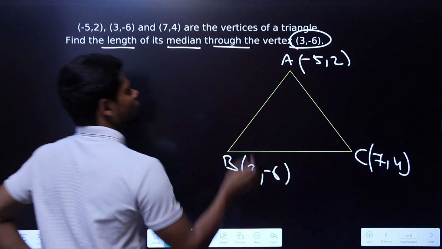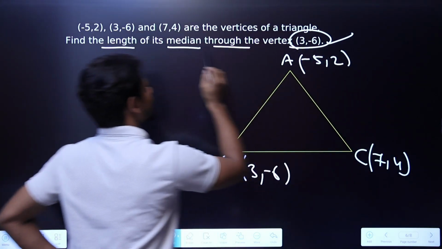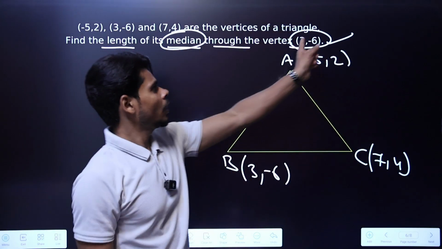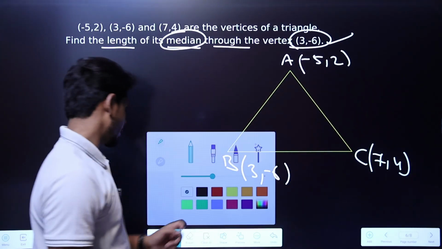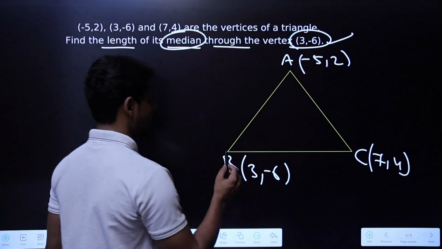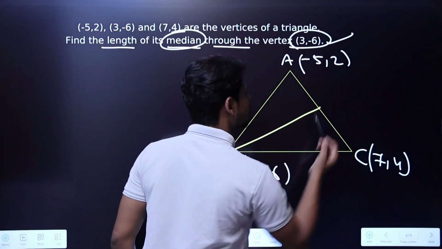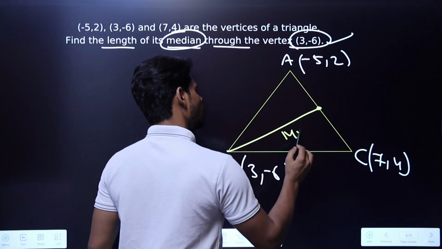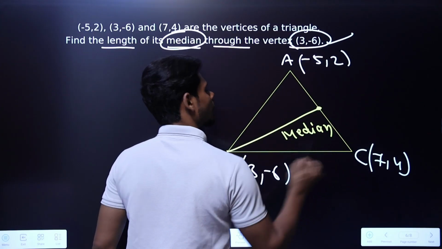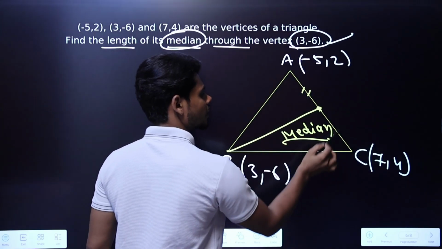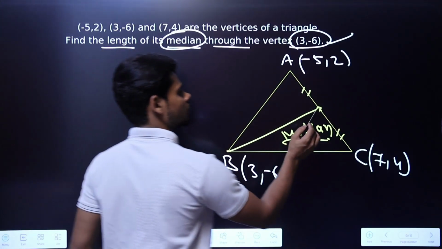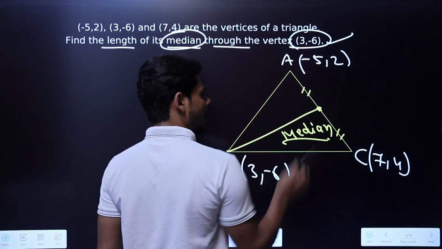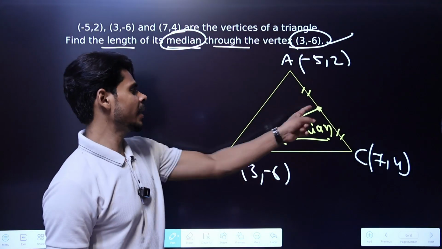Now we need to draw a median through vertex 3 comma minus 6. Where is 3 comma minus 6? Vertex B. So let's choose the vertex B, and from here you need to draw a median. This is your median. What a median does is it divides the side into two equal halves. So this one now will become the midpoint, and we need to find the length of the median.